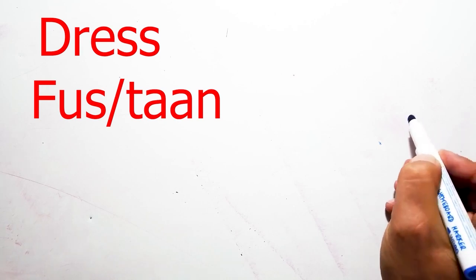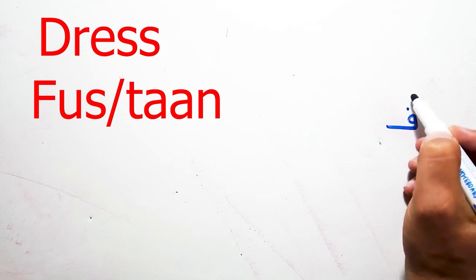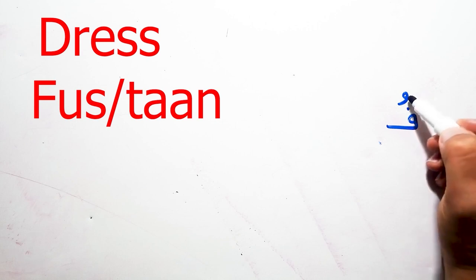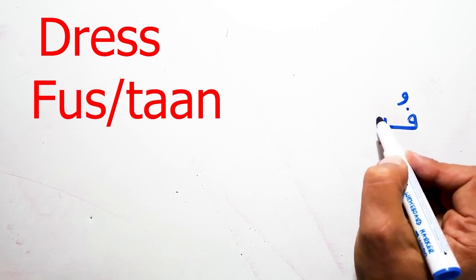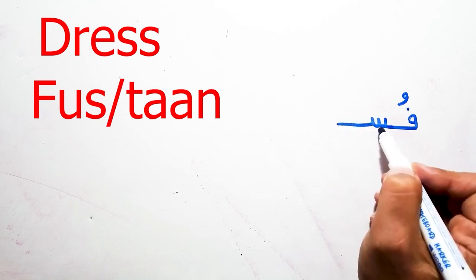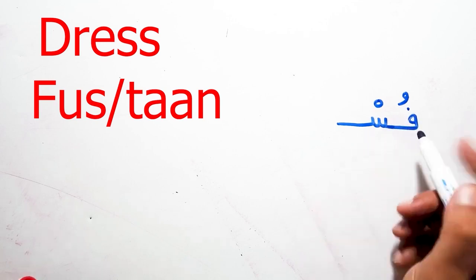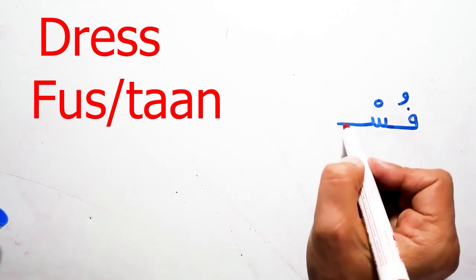Fustan. Fu, fa. This letter has the sound of F and this mark has the sound of O. Fu, fus, the sound of S. This letter has the sound of S. Fus, it's one syllable. Fus, te, the sound of T.